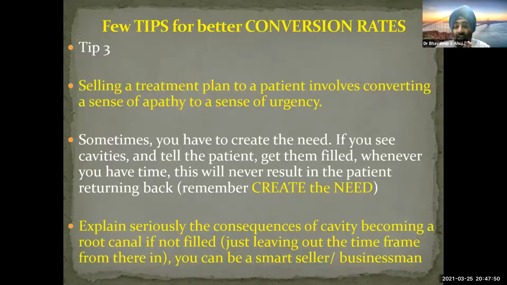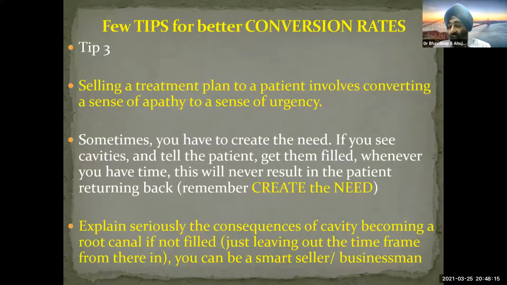And I always say you can create the need mathematically as well. If it is a pit and fissure caries, you know that the pit and fissure triangle might be a deeper one. Explain to the patient the consequences of a deep restoration turning into a root canal, or maybe a crown as well.